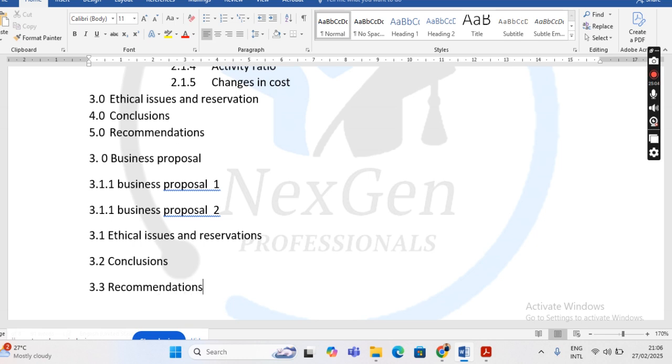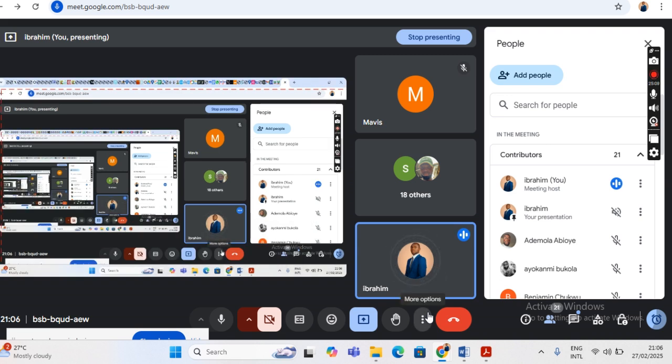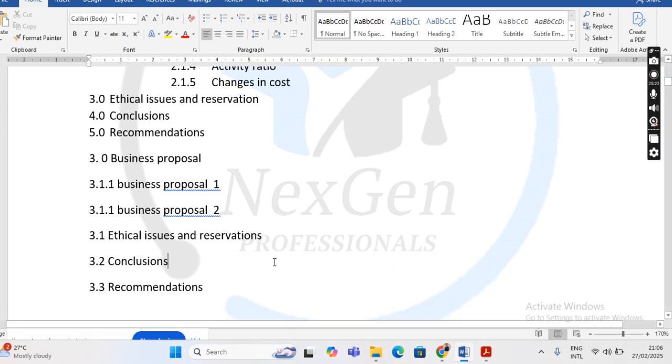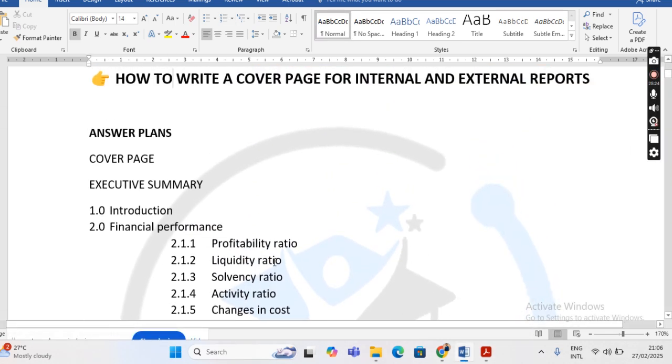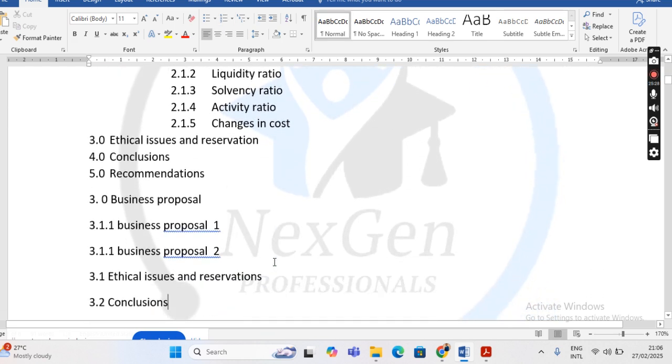Recommendations. So when you give 5 recommendations, you give conclusions; maybe you give 2 recommendations, definitely you give what? 2 conclusions. 2 conclusions, 2 recommendations. And this is your answer plan. You can see that we use the pre-seen to develop what? Answer plan.